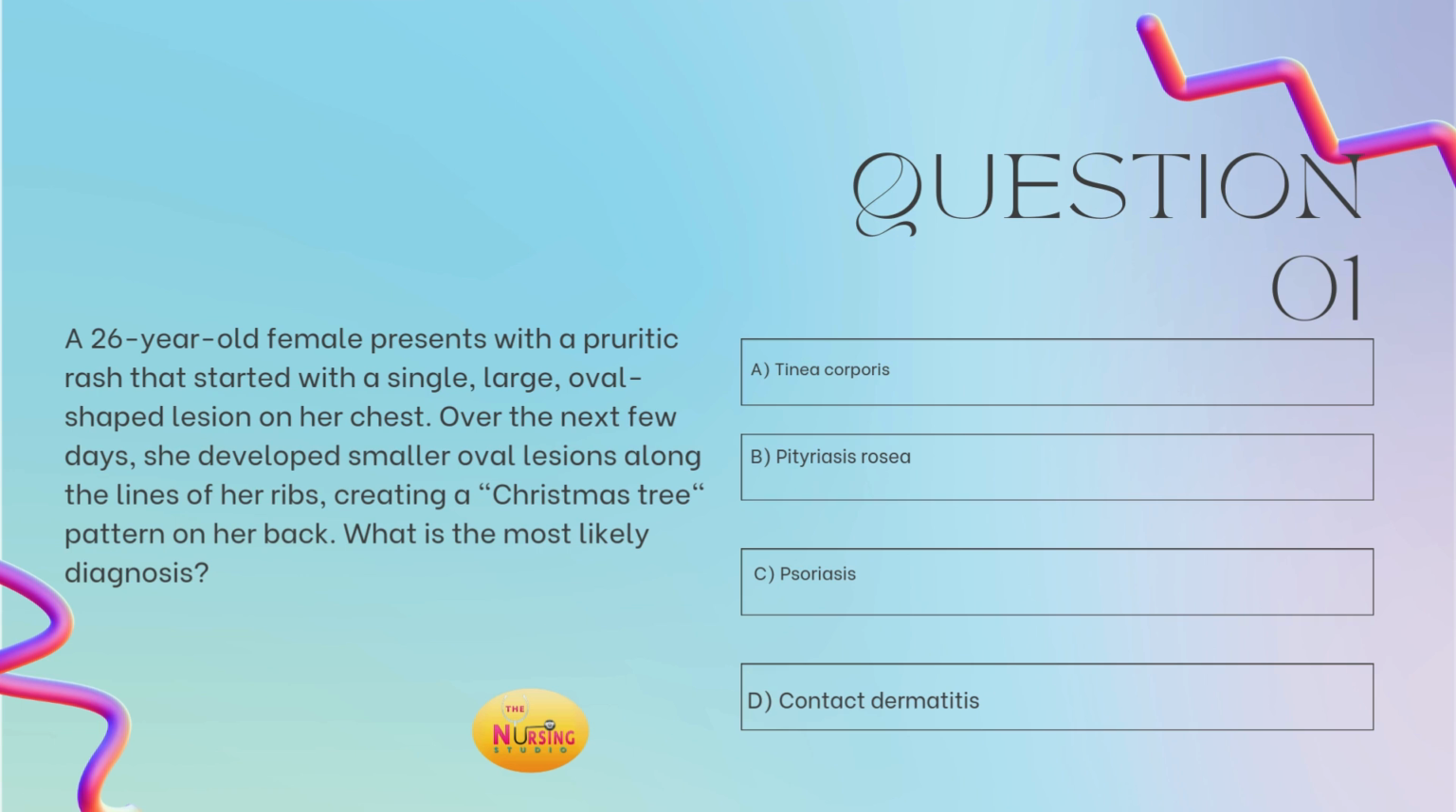Okay, so this is a 26-year-old female. Her chief complaint is that she has this pruritic rash that started as a single large oval-shaped lesion on her chest, and then over the next few days, there was a smaller oval lesion along the lines of her ribs, creating a Christmas tree pattern rash on her back. Now, Brittany's brilliance. When I say this, you say that. So when I say Christmas tree pattern rash, you say pityriasis rosea, right? So B is your best answer.